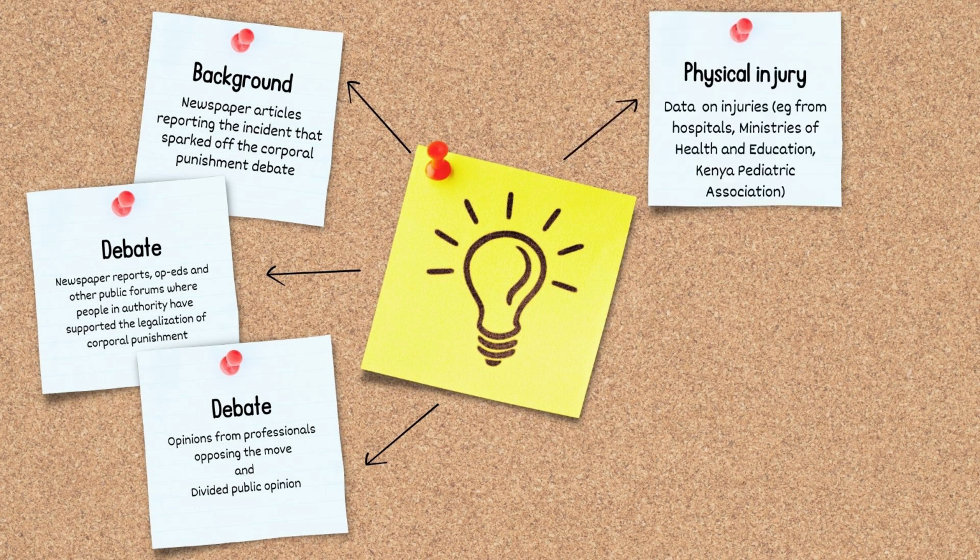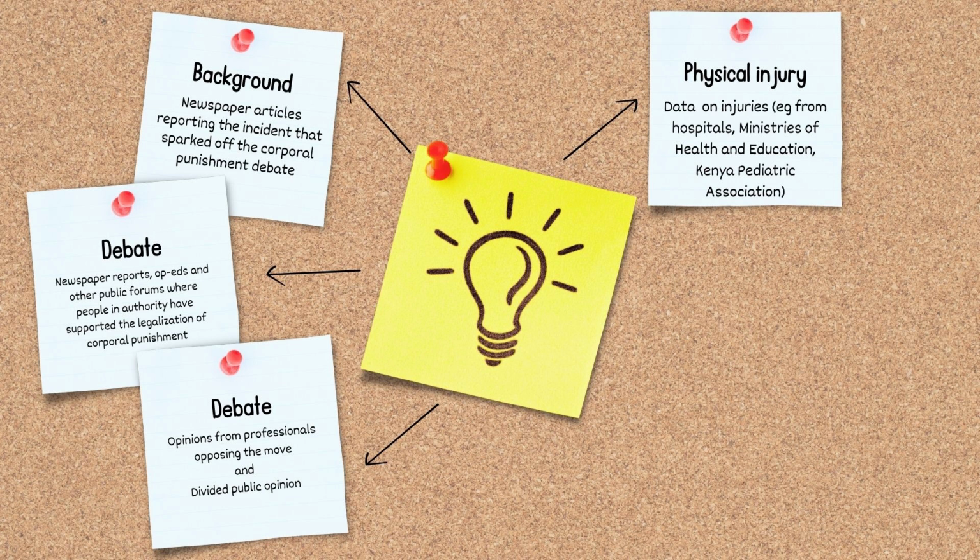To discuss physical injury, we need data on how many children have reported injuries. We can get such data from hospitals, the Ministries of Health and Education, or from professional bodies like the Kenya Pediatric Association, or from reports from governmental bodies or NGOs. If we are still not able to find much data, we can search the newspapers for a certain period and say how many incidents were reported in the media over that period. If we still cannot find much data, we can discuss the difficulty of finding such data and suggest that the lack of data is evidence that we Kenyans are not taking the issue of corporal punishment seriously enough.